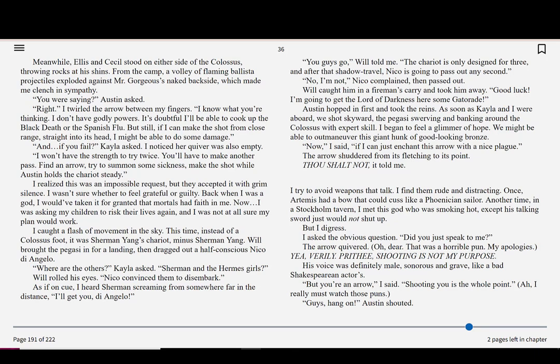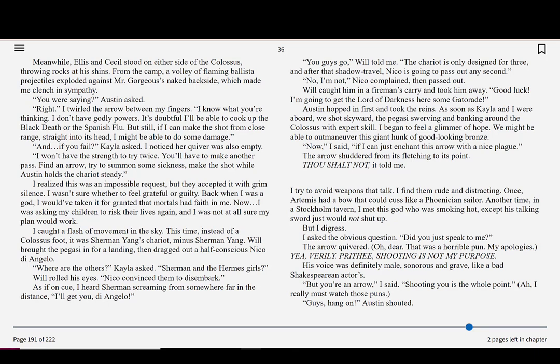Where are the others? Kayla asked. Sherman and the Hermes girls. Will rolled his eyes. Nico convinced them to disembark. As if on cue, I heard Sherman screaming from somewhere far in the distance. "I'll get you, D'Angelo!" You guys go, Will told me. The chariot is only designed for three, and after that shadow travel, Nico is going to pass out any second. No, I'm not, Nico complained, then passed out. Will caught him in a fireman's carry and took him away. Good luck! I'm going to get the Lord of Darkness here some Gatorade.